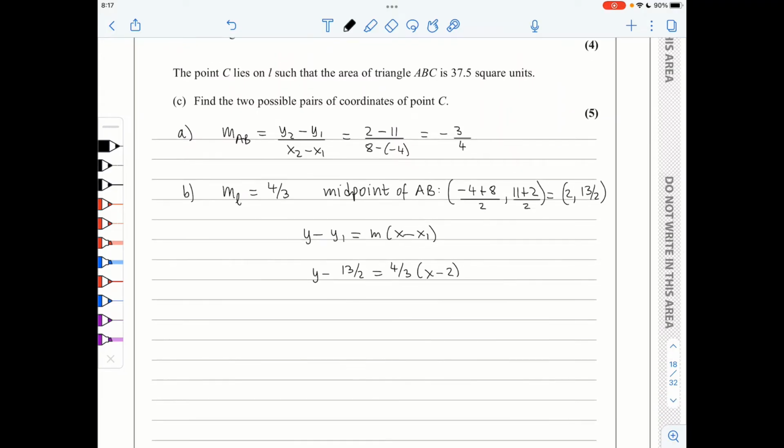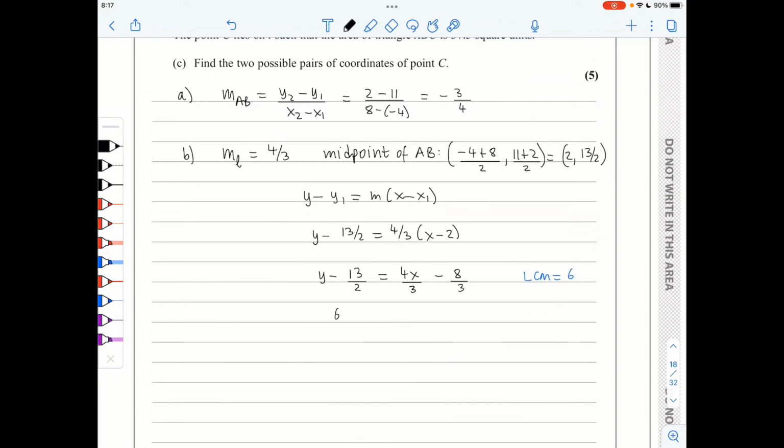It makes sense to start off by expanding. I need to give my answer in a particular form. So y minus 13 over 2 is 4x over 3 minus 8 over 3. We can see that the LCM here is 6. So 6y minus 39 is 8x minus 16. I will collect everything on one side. 6y minus 8x minus 23 is 0. And this is really giving the equation of the line in the form required in the question.